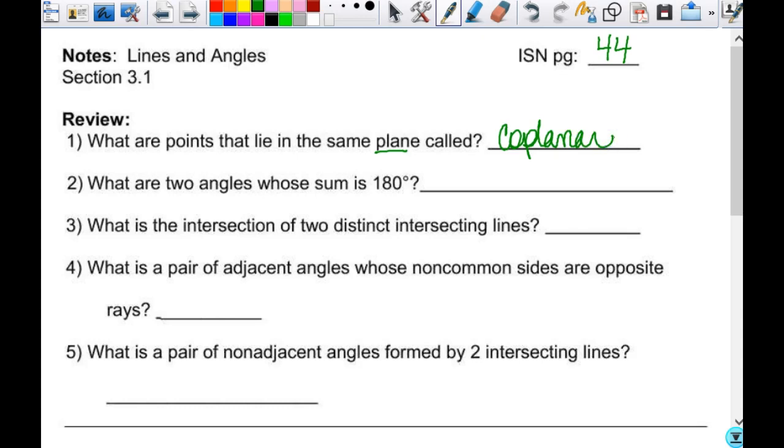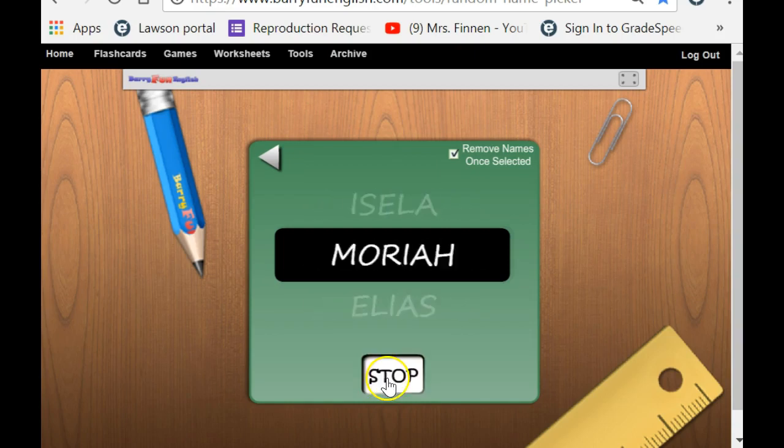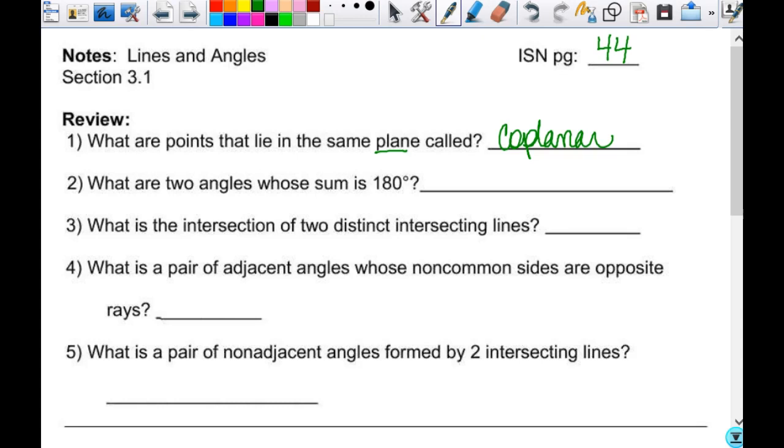Two angles whose sum is 180. What would that be? Andres. Supplementary. Do y'all agree with that? Yes. Okay. Supplementary. Abbreviate that.